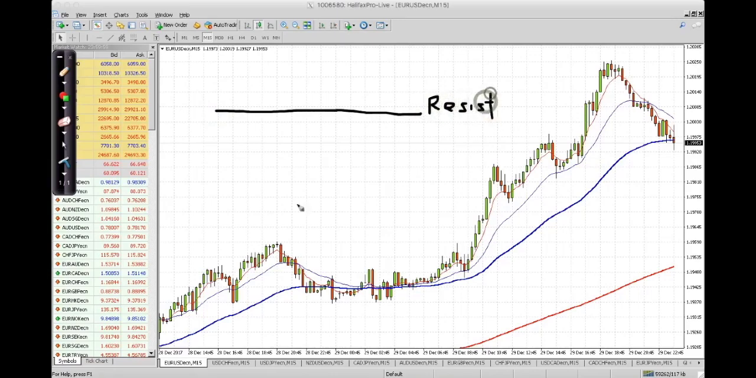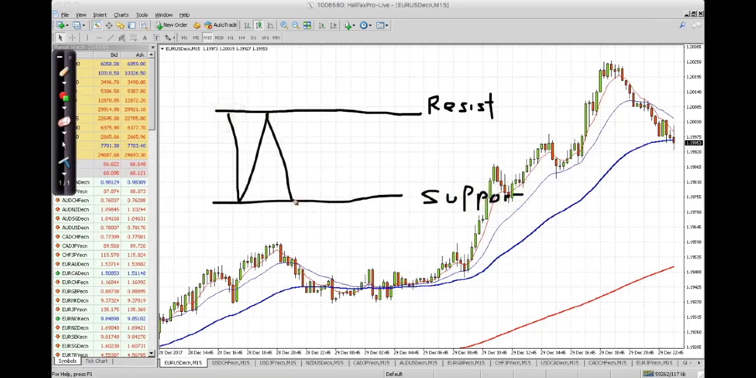And support is, again, another line like that, support. And they think that prices move within these 2 lines like a brick wall, right? Goes down, hits the wall, goes up, hits the wall, comes down. Yeah, only in theory. In reality, this rarely ever happens.